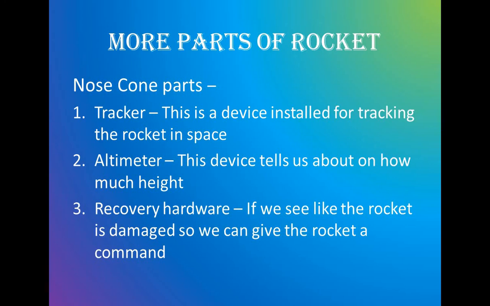Then the altimeter. It tells how much height the rocket is at. We also need this information, because if there is no altimeter, we will not get details about how much height the rocket is at. Also, it has recovery hardware.